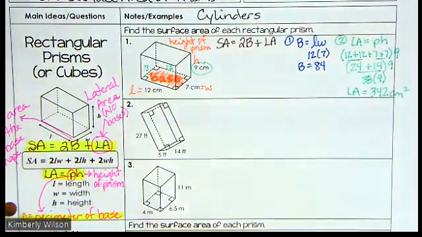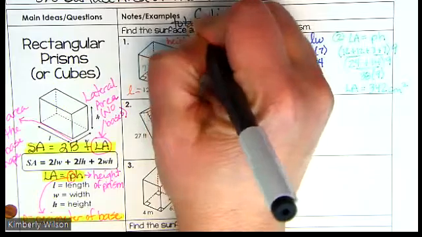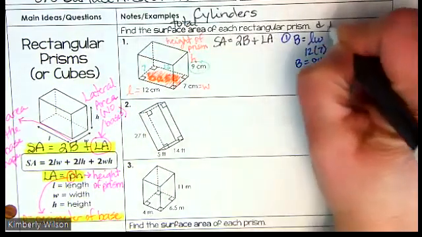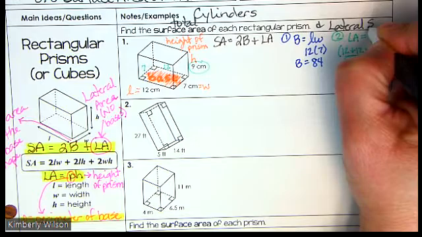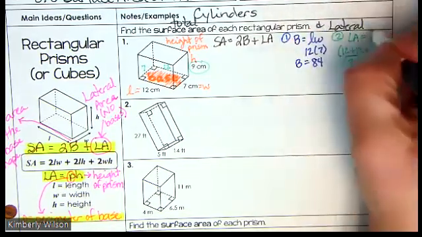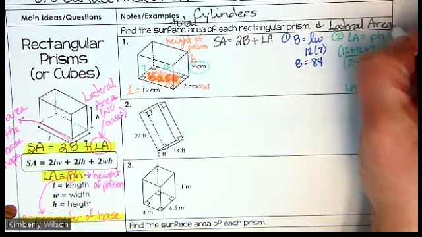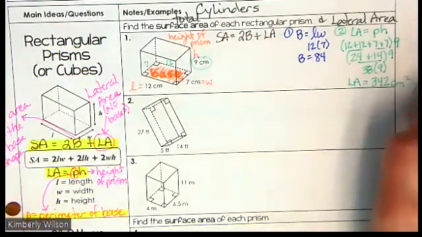Oh, I forgot to add in the directions up here. When we're finding the surface area, you have to find the total and the lateral surface area. So we're going to just write lateral area. So you have to find both. And what's nice is lateral area is found inside of finding total. So you're not doing extra work. It's just there.